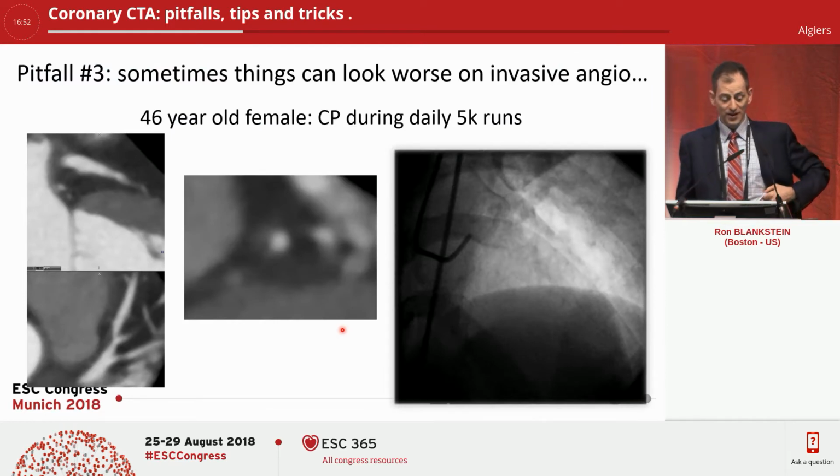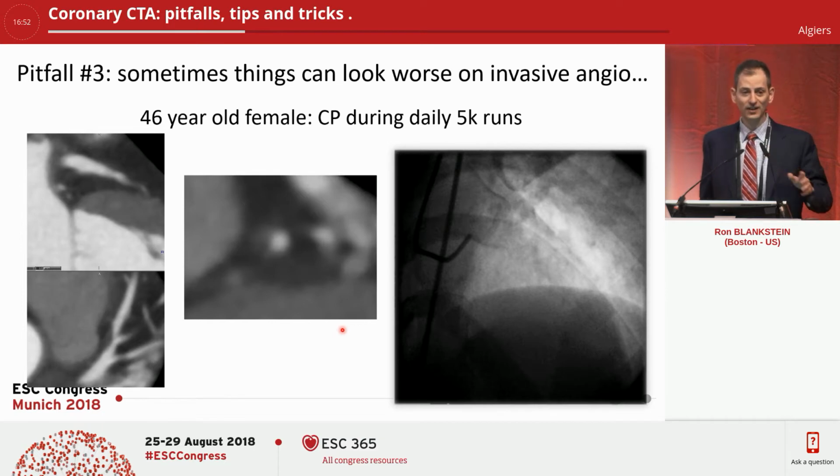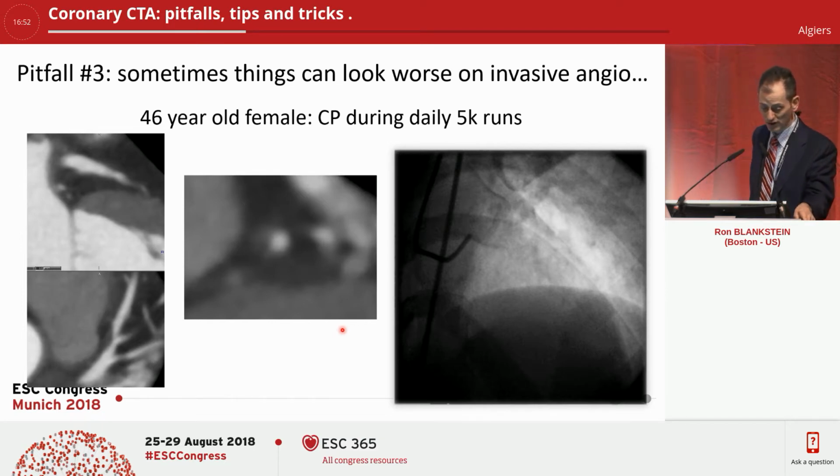Pitfall number 3. Sometimes things can look worse on invasive angiography than they do on CTA. So here's a 46-year-old female. She gets chest pain once in a while on her 5K runs. Occasionally she goes for a 10K run. And when she undergoes CTA, we see the proximal LAD here on 2 orthogonal views. The first one, no significant stenosis over here. The second one, right at the takeoff of a diagonal branch, we see some non-calcified plaque, perhaps mild stenosis. At most, some would call it moderate stenosis.